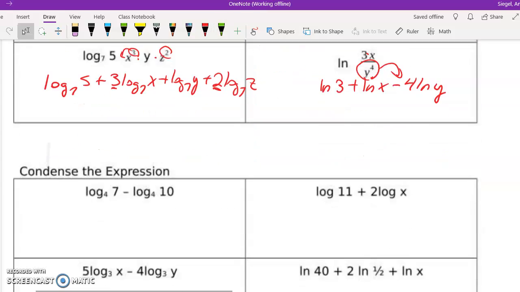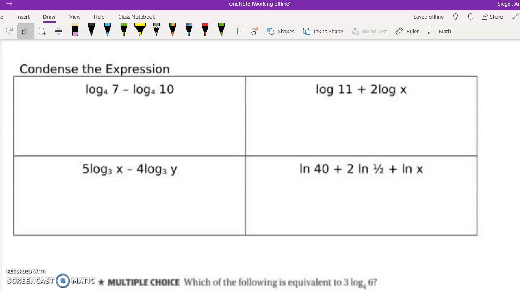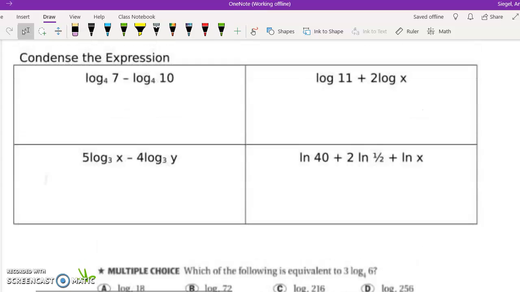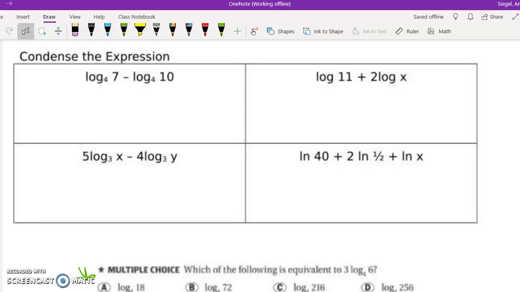Okay, so for the next part, I want you to review the condensing, the expression, and I want you to go ahead and fill out this multiple choice part as well. So see if you can do those 5 things for me. I'm going to push pause, so you do too.